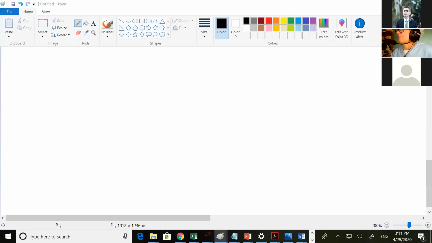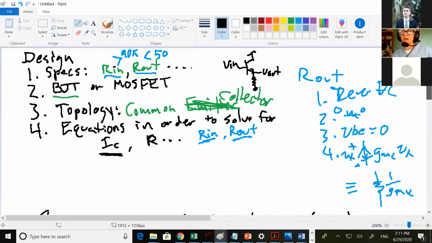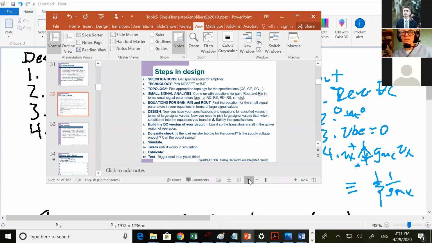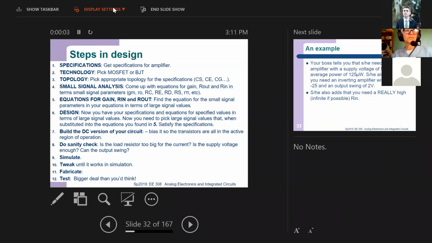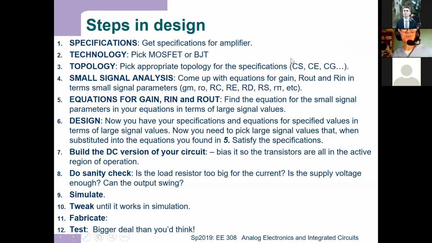So let's see. Where did I start on this? Let me see if I have any helpful stuff here. Okay, I remember where I started. So let's do, again, saying this in words isn't all that useful. Working through a problem is where these steps finally make sense. So I'm just going to go through the first 5 steps, actually 5 or 6 steps.